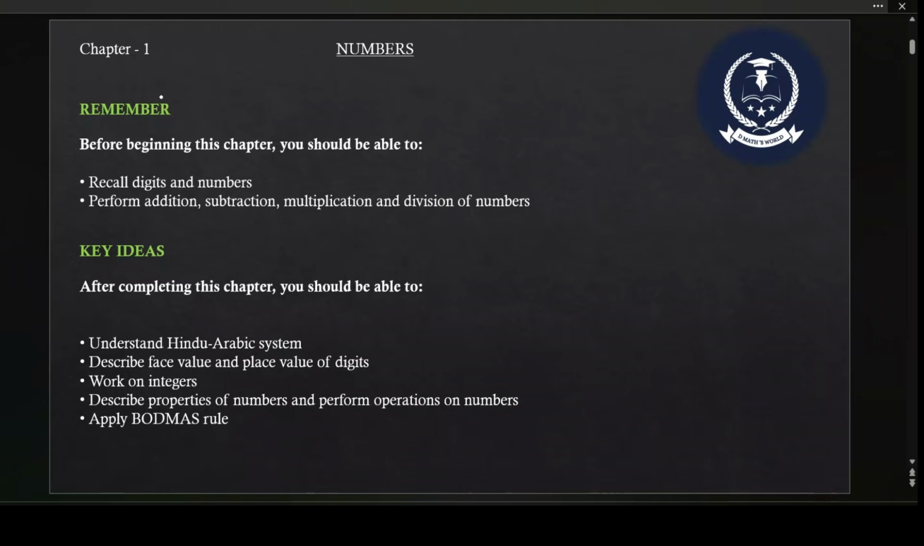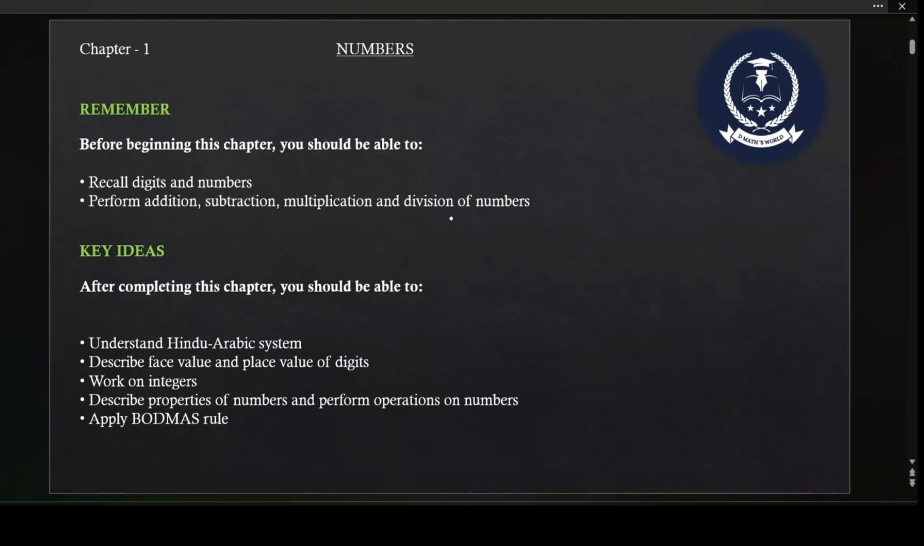So first of all, if we are starting numbers, we need to remember three topics, like the basic knowledge we need to know about it. So recall the digit and number. I will teach you the definition of digit and the numbers. Okay. And then performance of the addition, subtraction, multiplication, and division of the numbers.